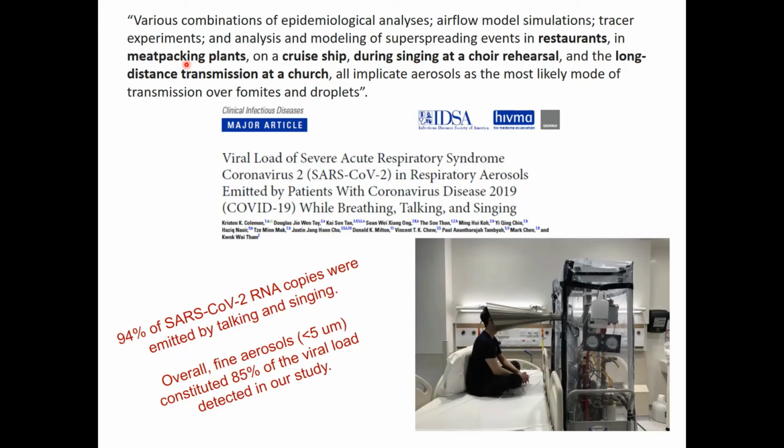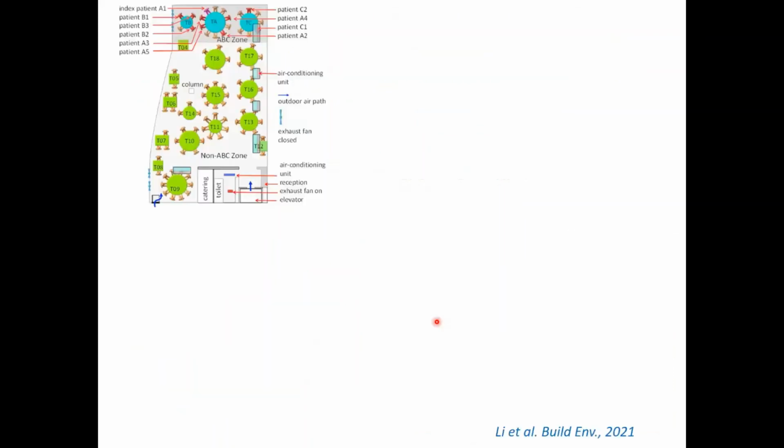So they looked at just simple breathing, talking, and singing into this machine that you see here, and what number of viral copies are generated. Most of them were coming from talking and singing, and 85% of these were actually smaller than 5 micrometers, so in the aerosol range where they can travel long distances in the air. Another study from Guangzhou in China, where a restaurant outbreak was monitored, very, very detailed.